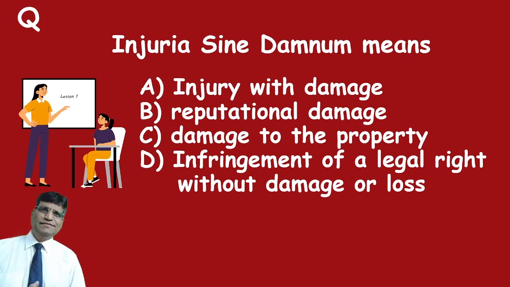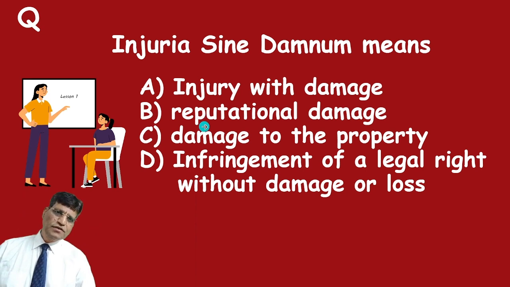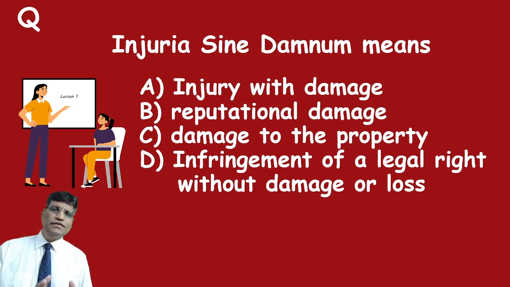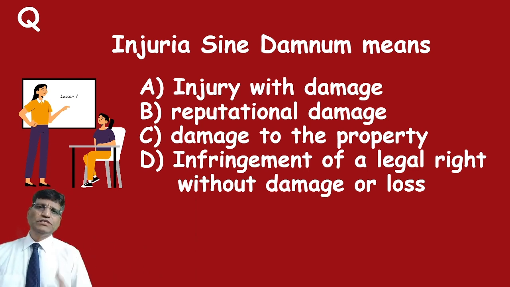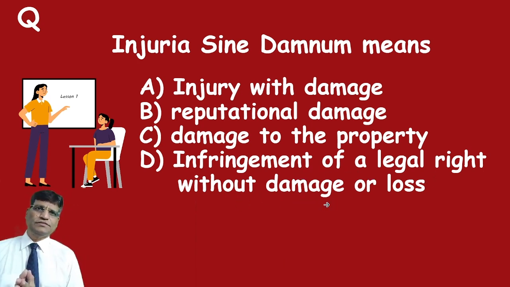Injuria sine damnum means. In the earlier edition, we saw damnum sine injuria, damage without injury. Here we are saying injuria sine damnum means injury without damage. The options are: A, injury with damage; B, reputational damage; C, damage to the property; D, infringement of a legal right without damage or loss. Now injury is there without damage, damage is not there. So when we speak about injuria sine damnum, it means there is an injury to the legal rights. So infringement of a legal right without damage or loss should be the answer.